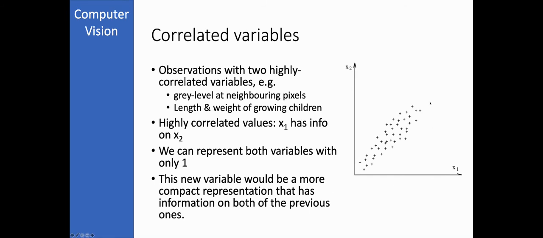So looking at these plots, we can represent both variables with only one. And this new variable would be a much more compact representation and would have information on both of the previous ones. For example, this new representation can tell us the age of the children.